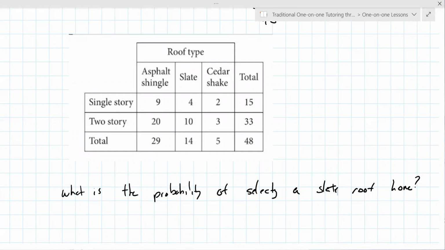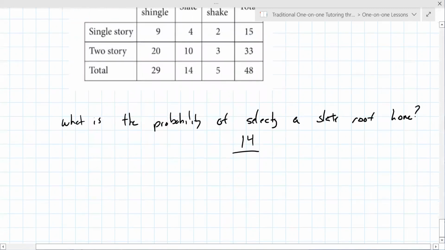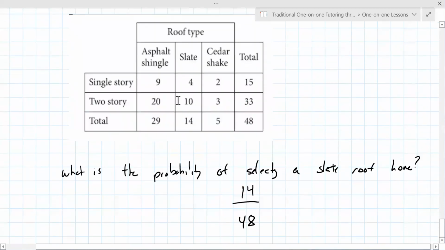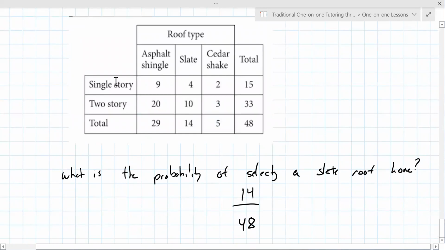4 over 48. Okay, so there's only 4 homes with slate roofs. What about the 2-story homes with slate roofs? There's 10, it adds up to 14. Out of how many? 48. Good. Wait, we have to add all those, aren't we? Yeah, because they both could have slate roofs, single story and 2-story. It's not just single story.